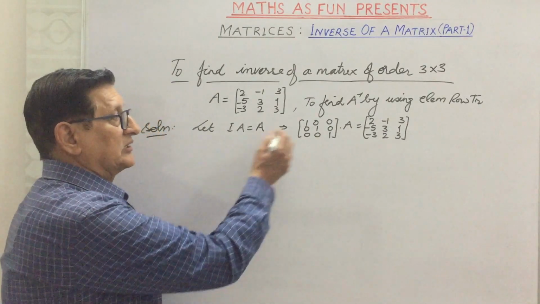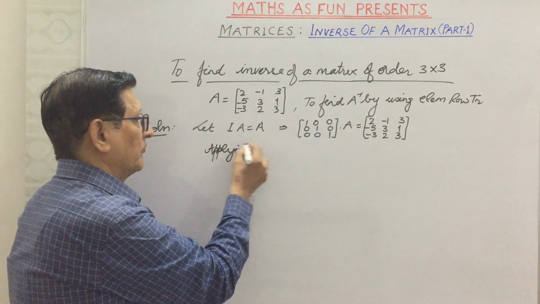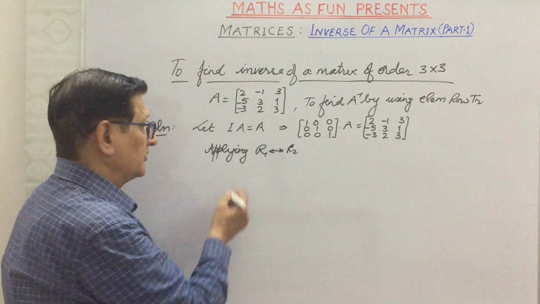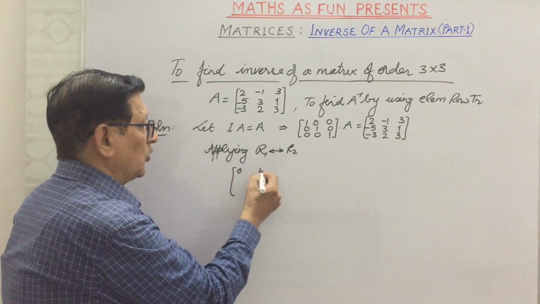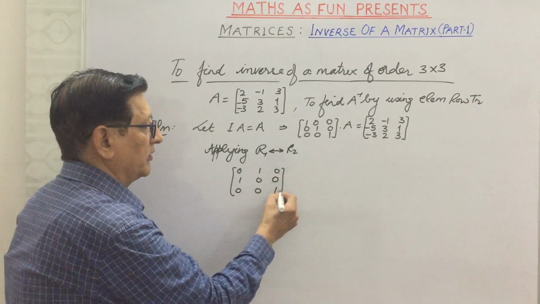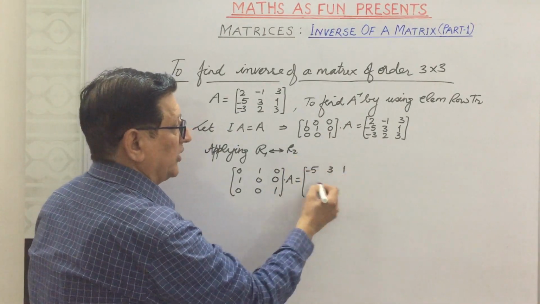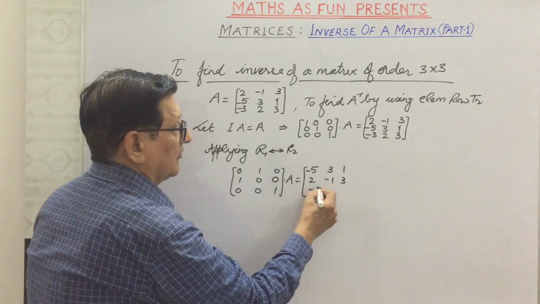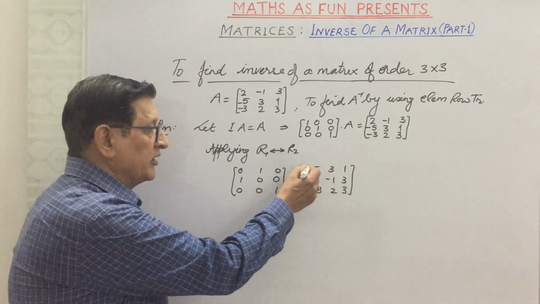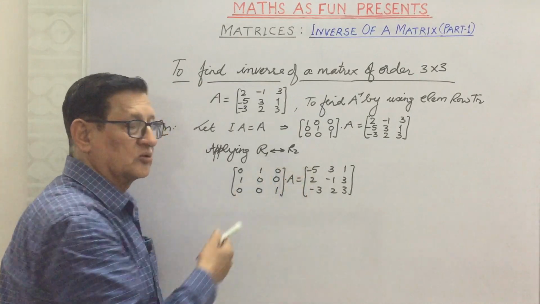Here we apply the interchange of R1 and R2. What we get here? This will be 0, 1, 0, 1, 0, 0, 0, 0, 1 into A. And on the right side, we will have minus 5, 3, 1, 2, minus 1, 3, minus 3, 2, 3. Now to make this element A11 as 1, we can add 3 times of 2 in this so that it becomes 1.